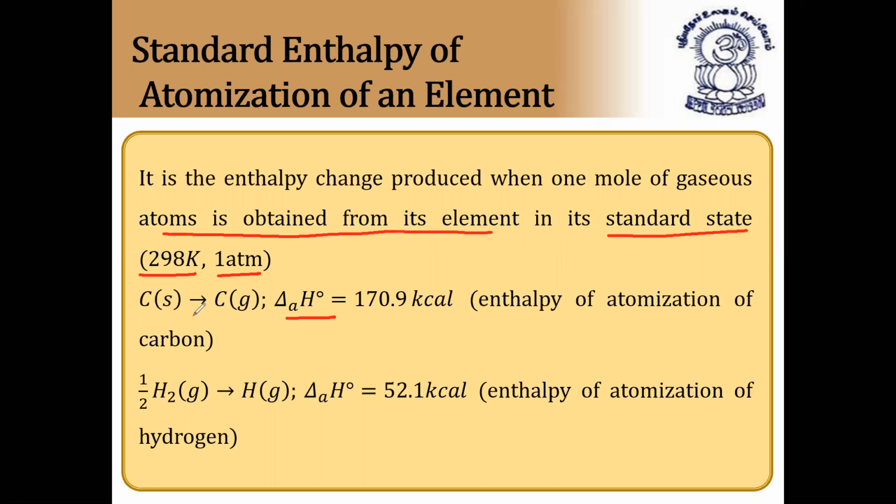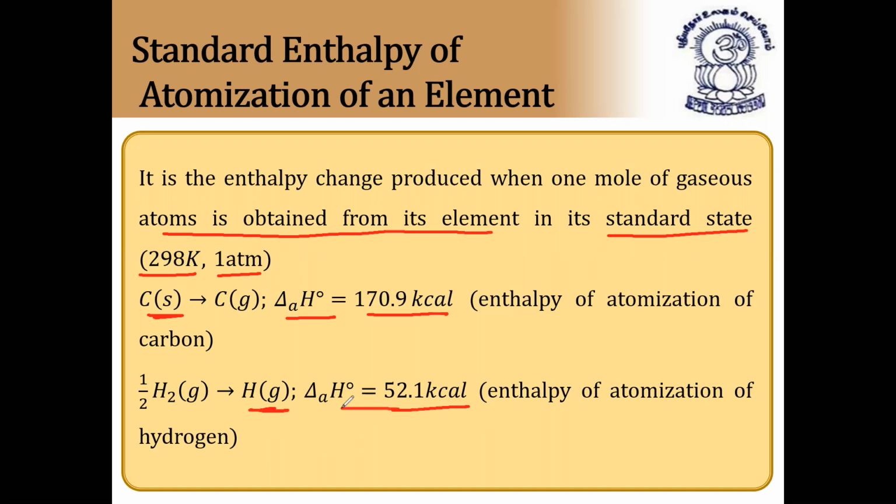So here the enthalpy of atomization is nothing but carbon solid changing to carbon gas. Gas is carbon atom. It is called the enthalpy of atomization. It is equal to 170.9 kilocalories. It is a calculated value. Similarly, the enthalpy of atomization of hydrogen is 52.1 kilocalories, because hydrogen exists as a diatomic molecule. So hydrogen should be taken as 1 by 2 hydrogen gas changing to hydrogen gas atom.